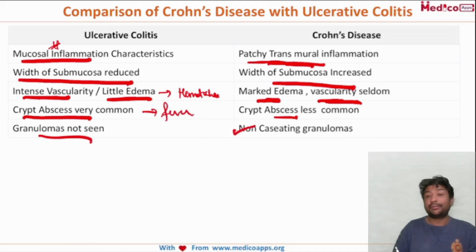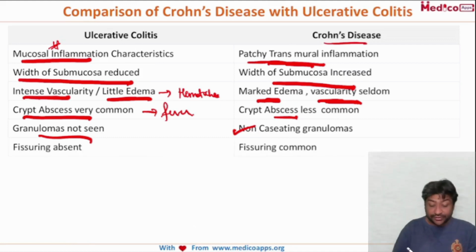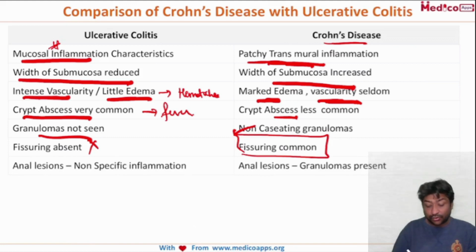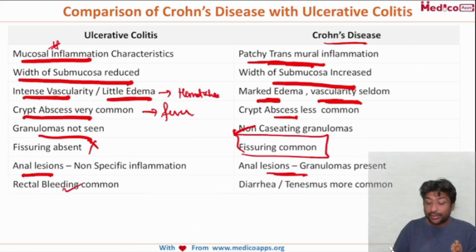Here non-caseating granulomas are present. So that's why Crohn's disease is also called granulomatous inflammatory bowel disease. Fissuring is a hallmark of Crohn's disease. It is almost never seen in ulcerative colitis. Anal lesions are non-specific here, but here you can have granulomas and fissures in Crohn's disease. Rectal bleeding is very, very common. Here diarrhea and tenesmus are more common.